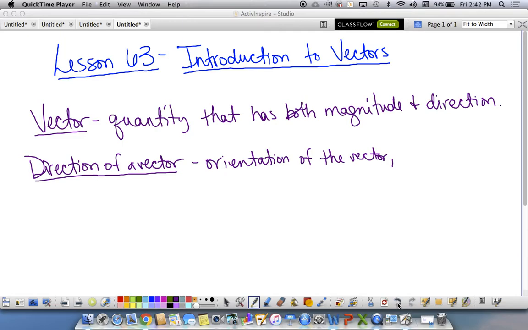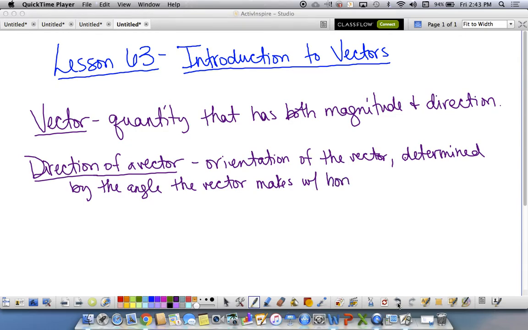Which is determined by the angle the vector makes with the horizontal line. Okay, we will talk a lot more about that angle and the direction of a vector in trig, but just know it's the direction it's going for now. Okay, so that's one piece of our vector.